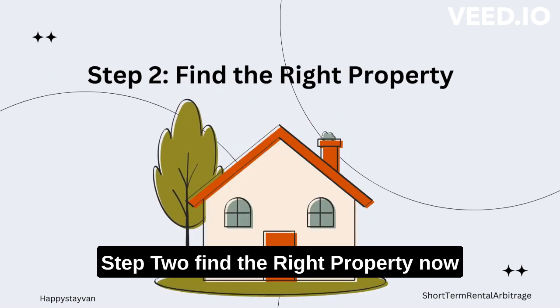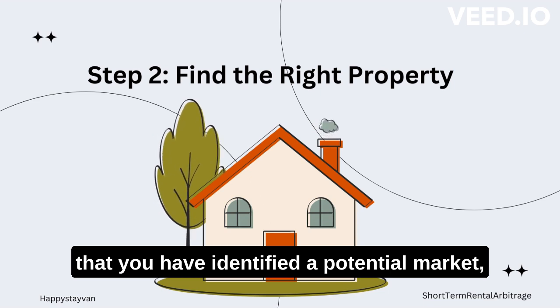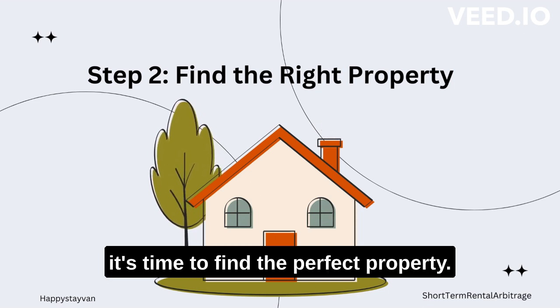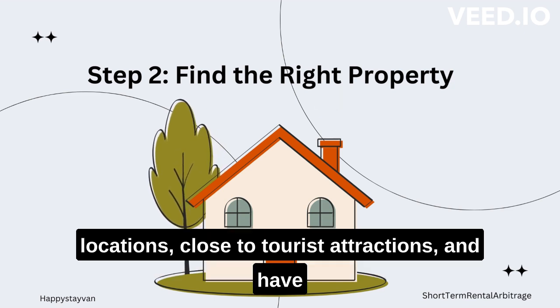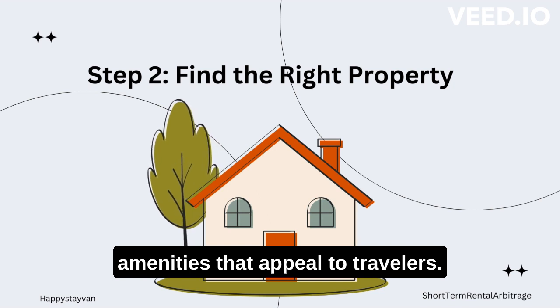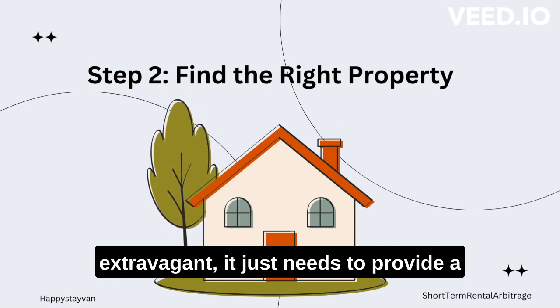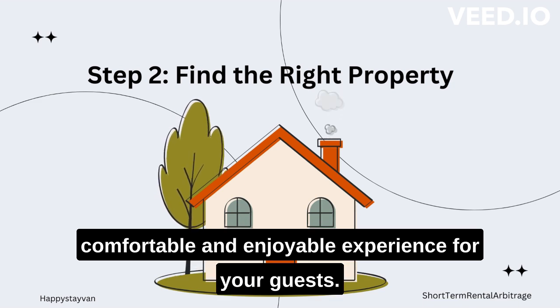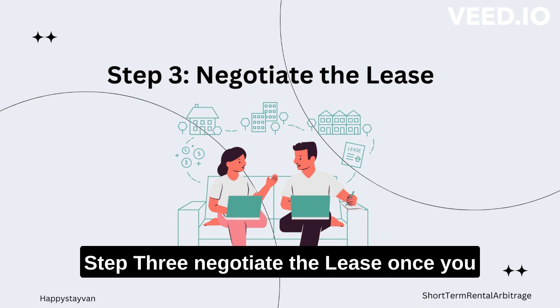Step 2. Find the right property. Now that you have identified a potential market, it's time to find the perfect property. Look for properties that are in desirable locations, close to tourist attractions, and have amenities that appeal to travelers. Remember, the property doesn't have to be extravagant, it just needs to provide a comfortable and enjoyable experience for your guests.